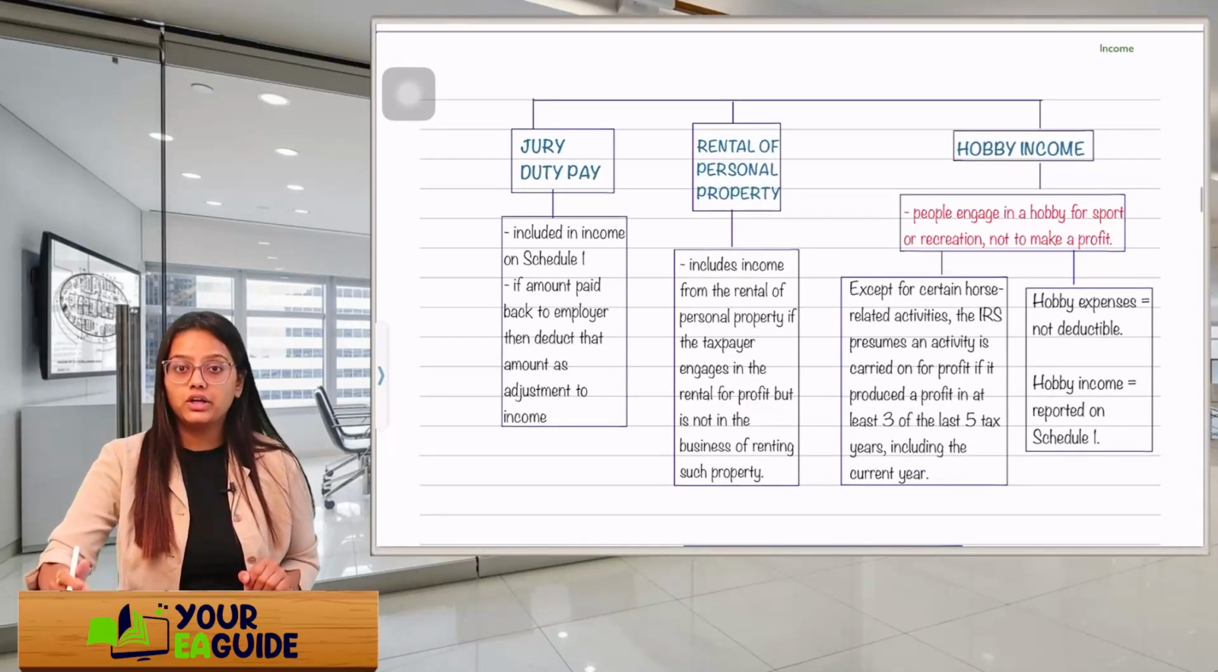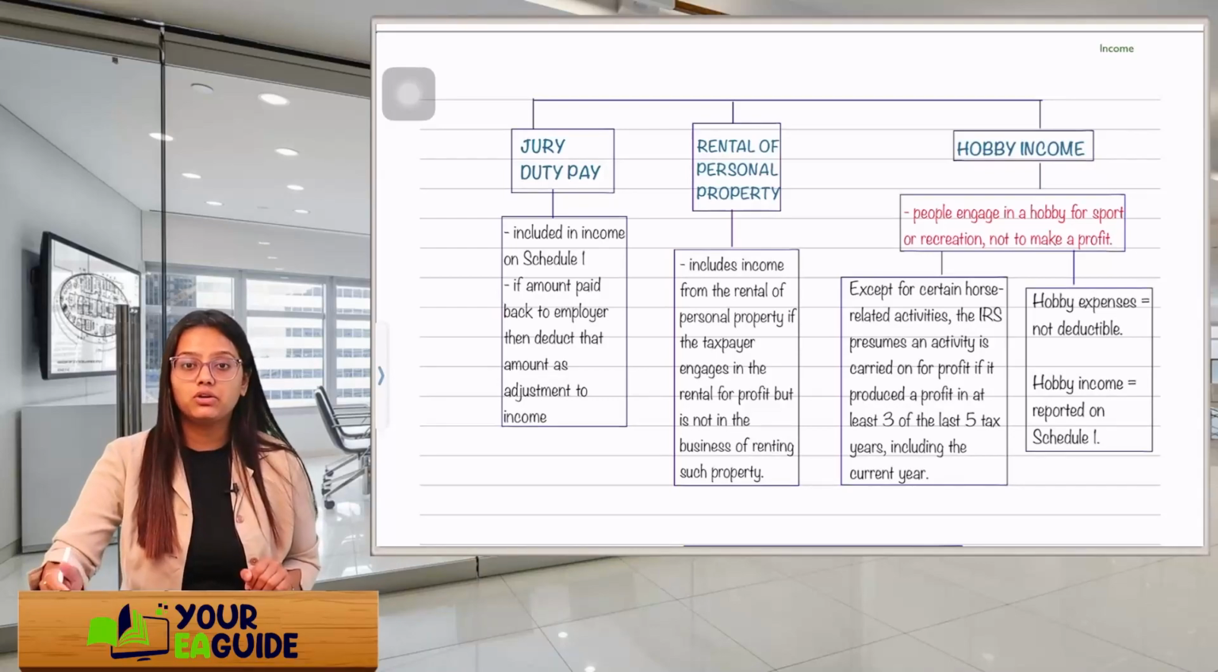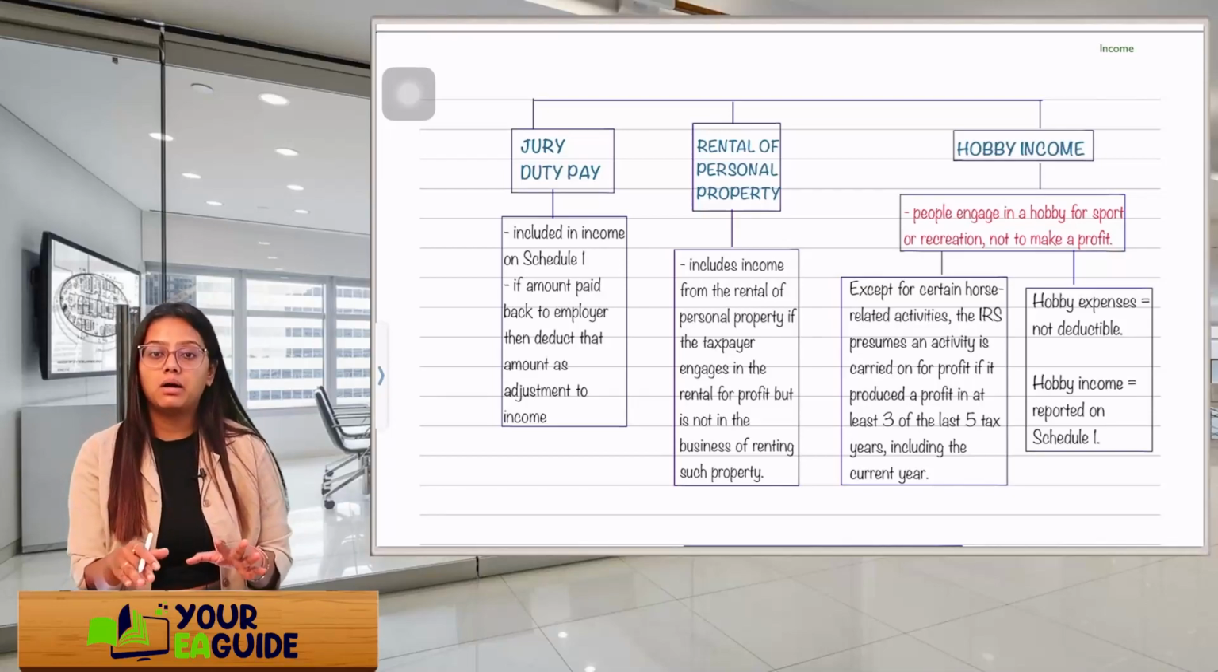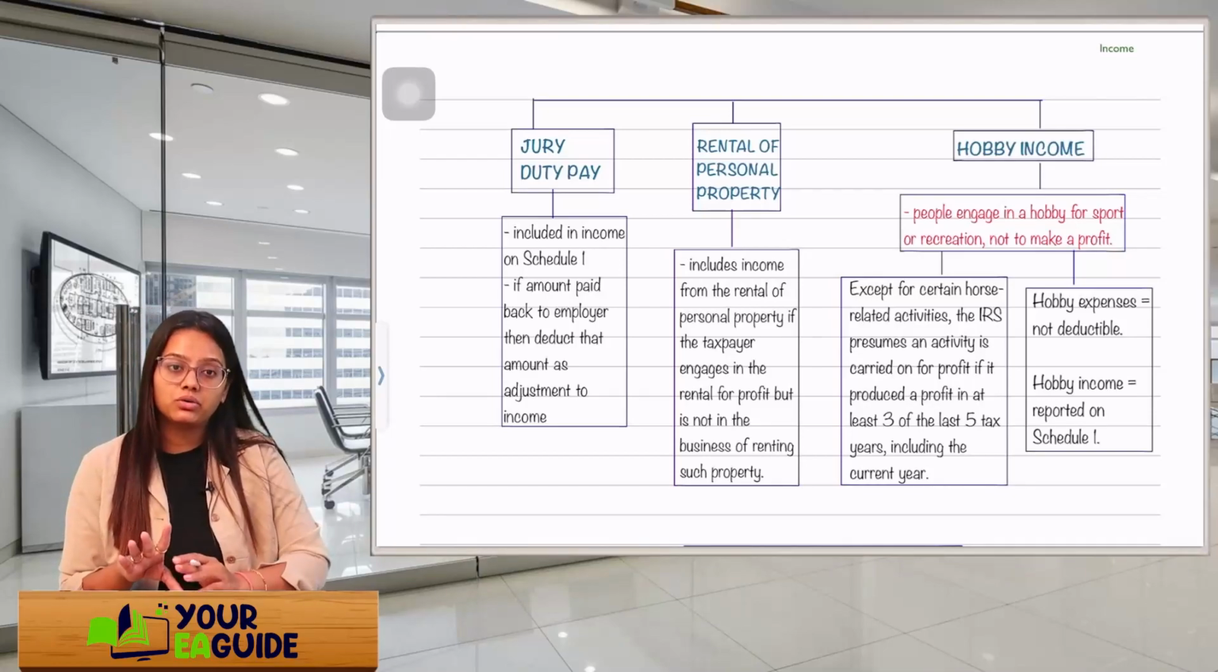Next is jury duty pay. It is included in the income on Schedule 1. If the amount is paid back to the employer, then deduct the amount as an adjustment to income.